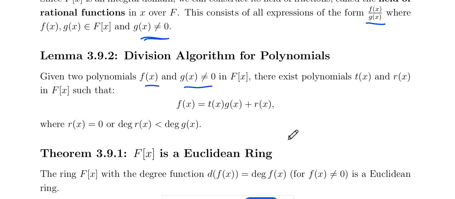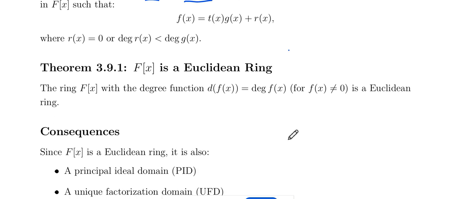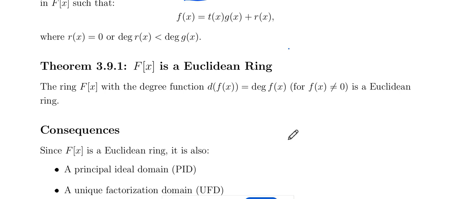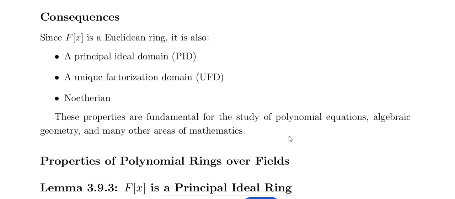And F of x is a Euclidean ring. So F of x with a degree function is a Euclidean ring, that is, it satisfies the condition of the Euclidean concept. So since F of x is a Euclidean ring, it is also a principal ideal domain, a unique factorization domain, and Noetherian. Okay, well, this is the Euclidean ring.